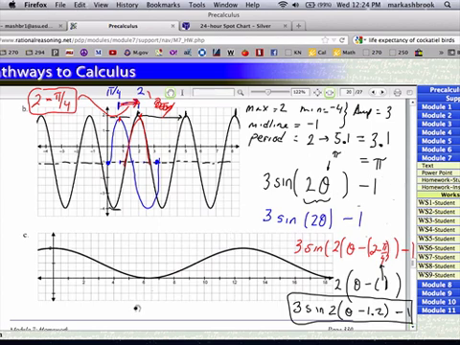But what you don't want to do, here's what I'm warning you against. This is not correct: 3 times sine of 2 theta minus 1.2, like this. This will be a different graph, right? This is not the same graph. So if you want to have the phase shift right, you want 2 times that thing in parentheses with your horizontal shift. So be careful for that.